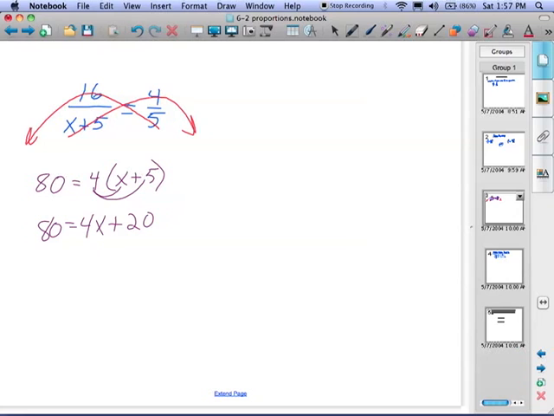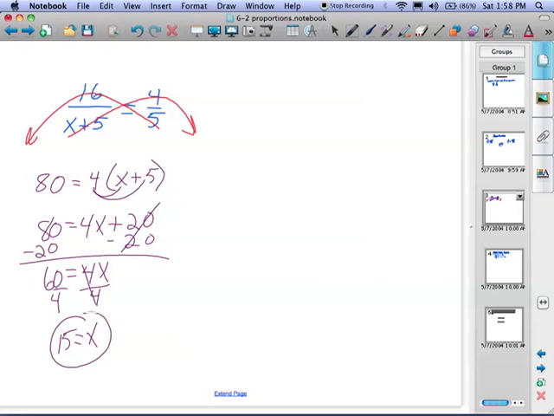80 equals 4x plus 20. And again, we're looking for what the variable x needs to be in order to make these two ratios form a proportion. Solving this equation, we're going to subtract 20 from both sides. The 20s go away. I get 60 is equal to 4x. It's simple multiplication at this point. Divide both sides by 4. And we find that x is equal to 15.